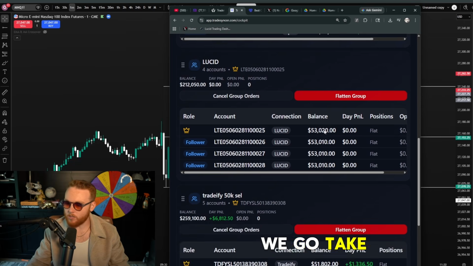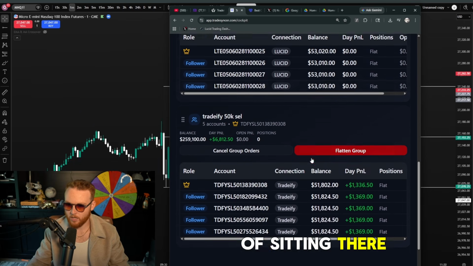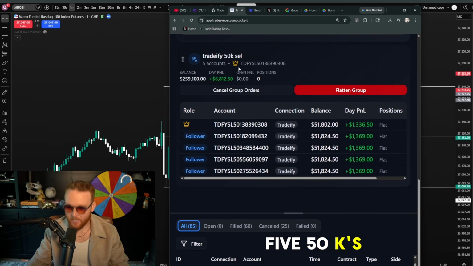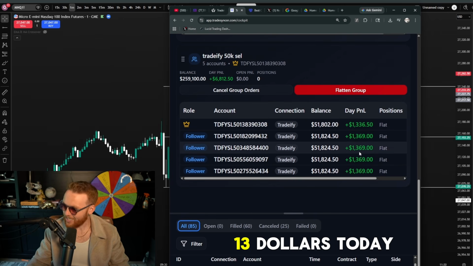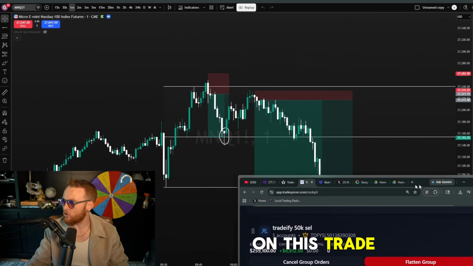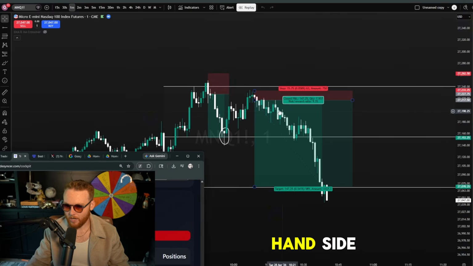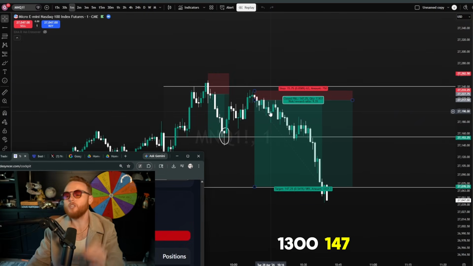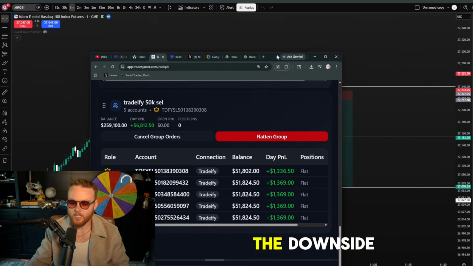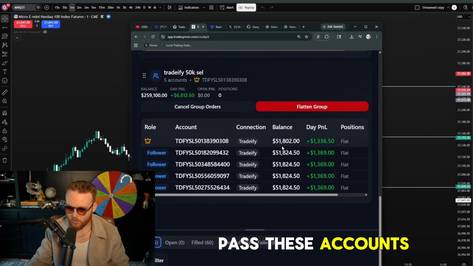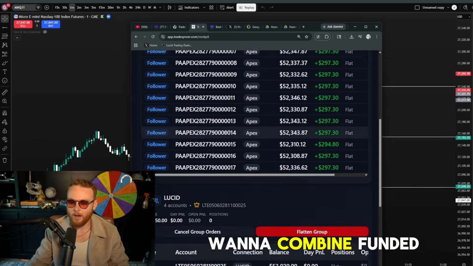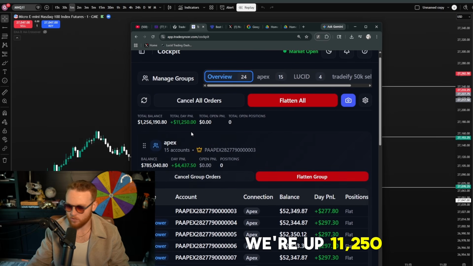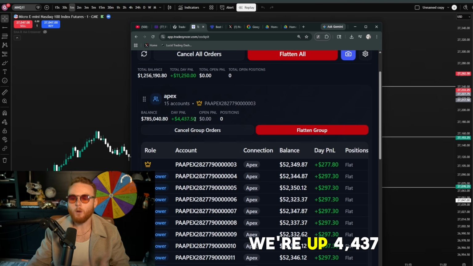And then if we go take a look at these Lucid Flexes, these are our Lucid Pros. They're already not being traded today. They're just kind of sitting there. But if we go look at the Tradeify 50Ks, you can see that we made $1,300 today, and that was on this trade right here that you're seeing on the right-hand side. $1,300, 147-point move to the downside. Overall, we didn't pass these accounts yet. We're getting pretty close. So if you want to combine funded plus evals, we're up $11,250 on the day. But in reality, we're up $4,437 on our Apex 15 funded accounts, and I could not be any more ecstatic.